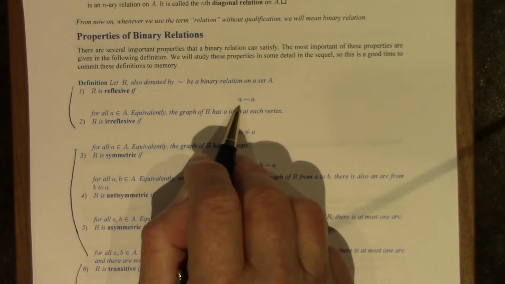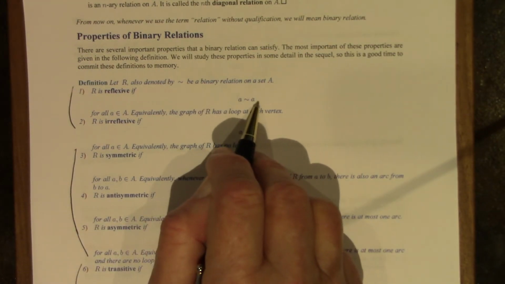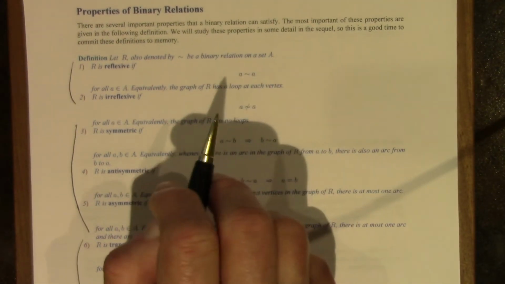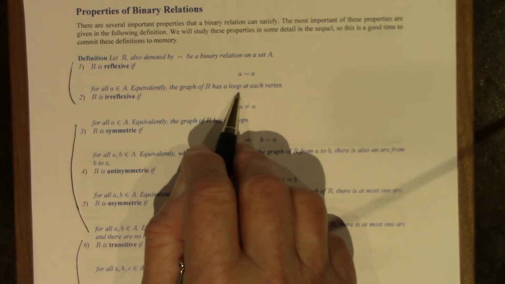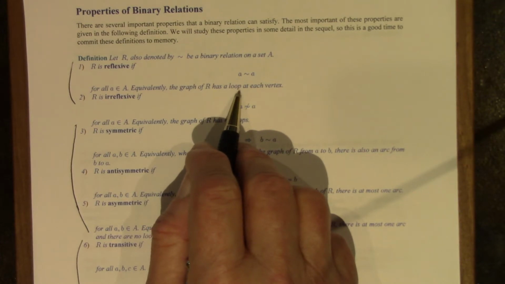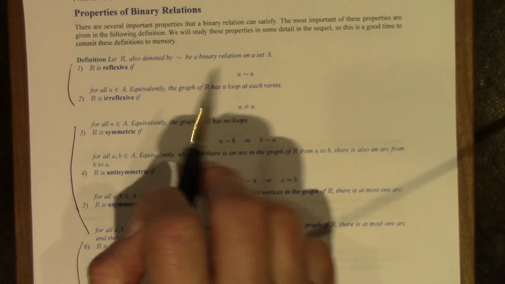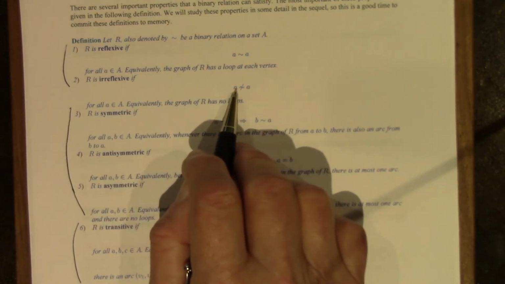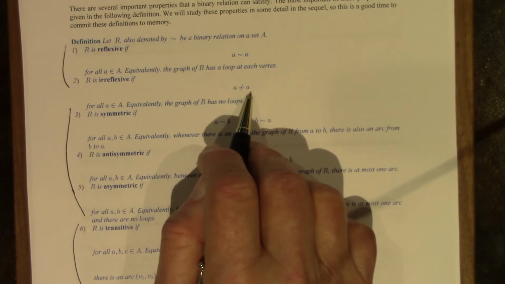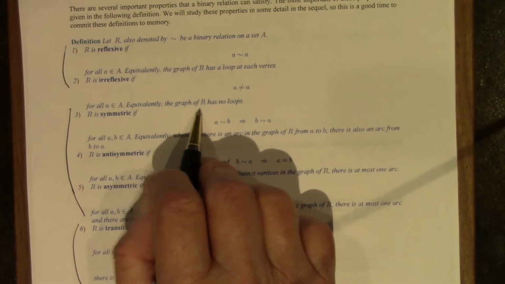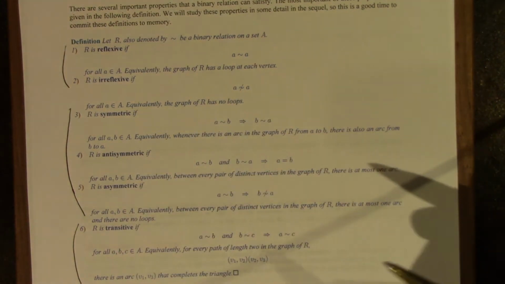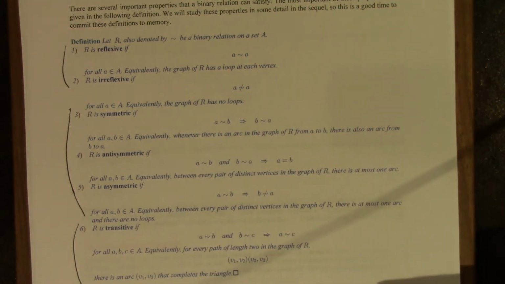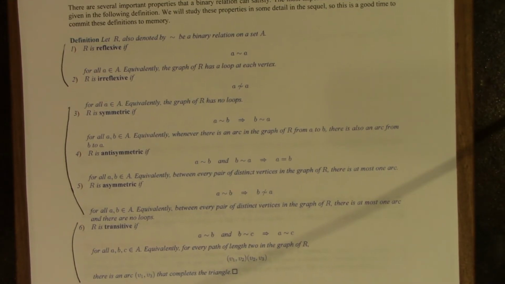A relation on a set A is reflexive if every element is related to itself. Equivalently, the graph of R must have a loop at every vertex. R is irreflexive if no element is related to itself. And so in terms of the graph, there are no loops. So you can see that these two properties are of a similar flavor, but they are exact opposites. They're not negations of each other.